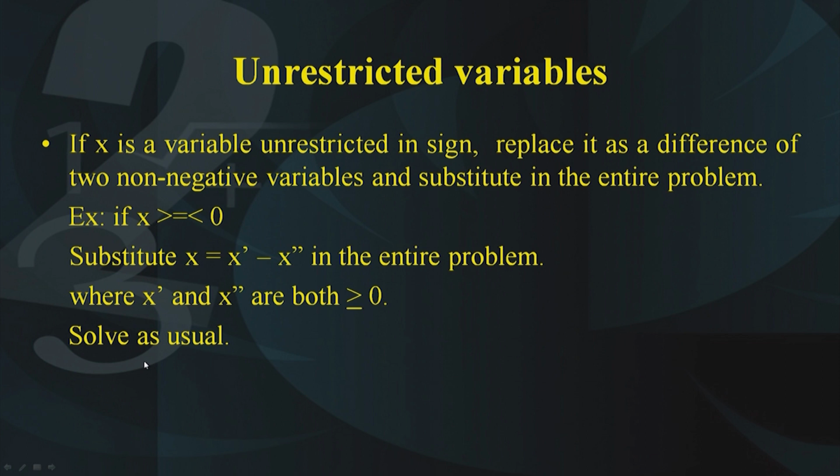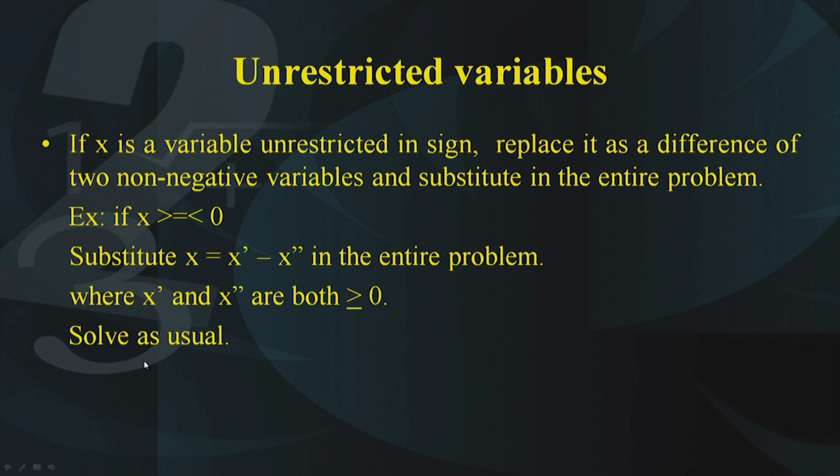So, here is an example. Suppose x is a variable which is unrestricted in sign, then we will write x in terms of x dash minus x double dash, and once we write this we have to make sure that x dash should also be greater than or equal to 0 and x double dash should also be greater than or equal to 0.